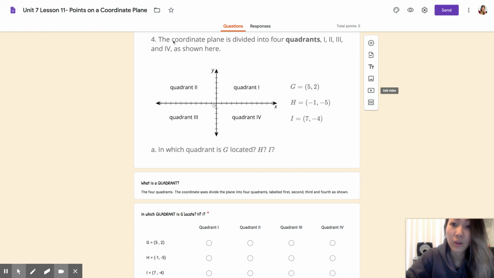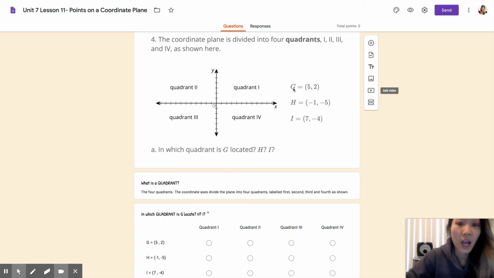All right, so the coordinate plane is divided into four quadrants, 1, 2, 3, and 4, as shown here. So remember, quadrant 1 is here, quadrant 2, quadrant 3, and quadrant 4. So the question is, in which quadrant is G located, H, and I? So we're going to find the different quadrants that each of these points is located in.